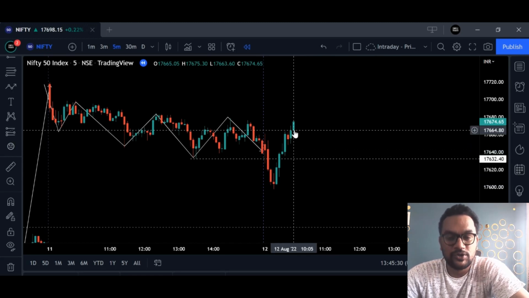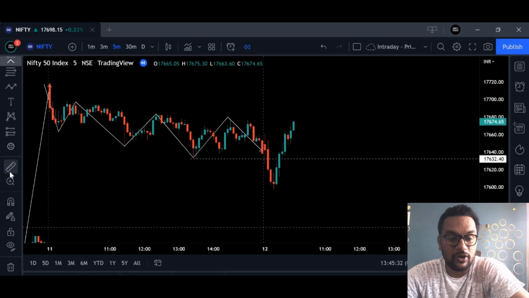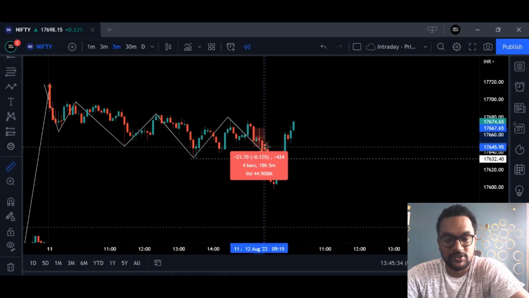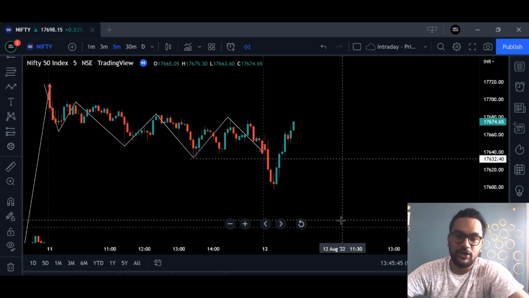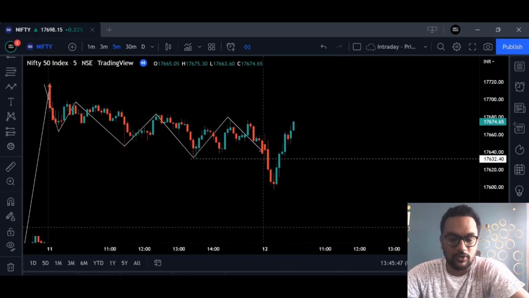Where can we look for a long? Should we go long here? If we are going long here, where will we keep an SL? Should we keep an SL? No, there's not some exact zone to keep an SL, right? There is no logical reason to keep an SL at that point. So we need to wait for a proper setup to form. So we are still waiting.